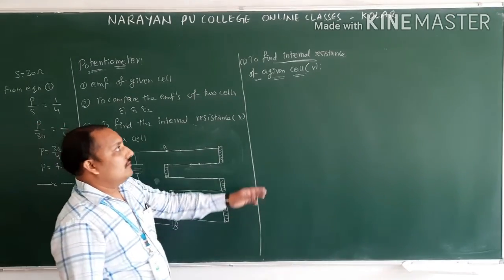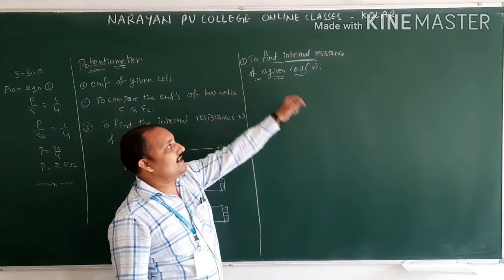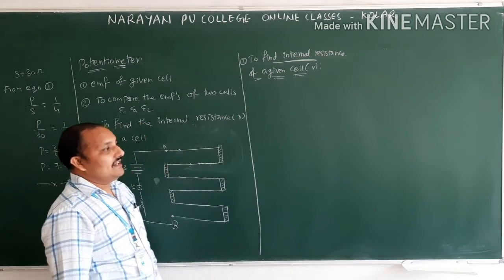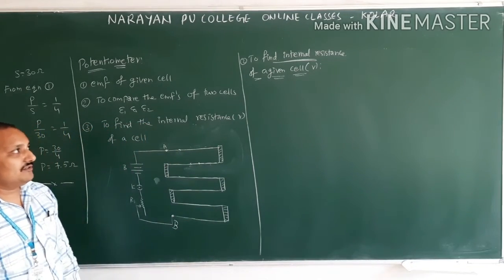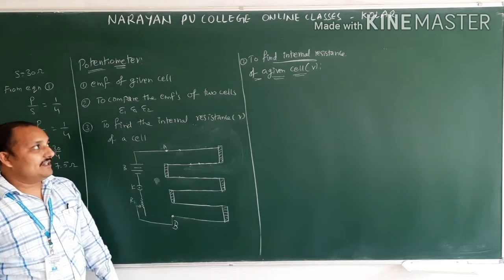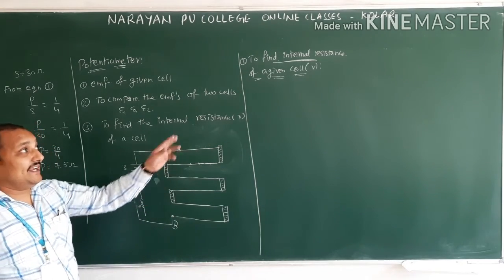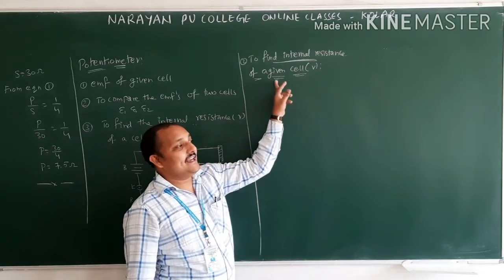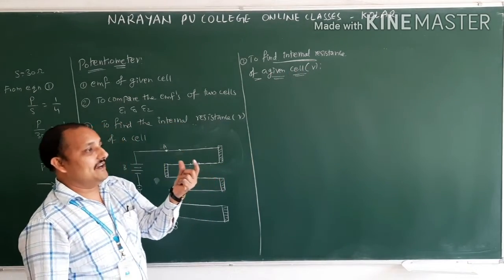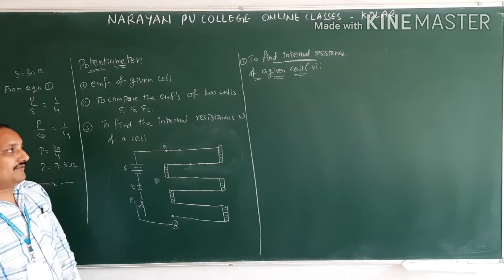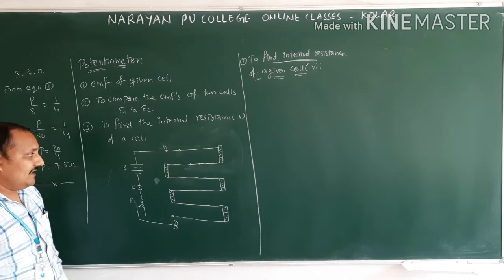Now we will see the second one, to find the internal resistance of a given cell. This can also be asked as a 3 marks question, a very important derivation. For this we are going to take the same potentiometer. One battery or cell will be given, and we are going to find its internal resistance.